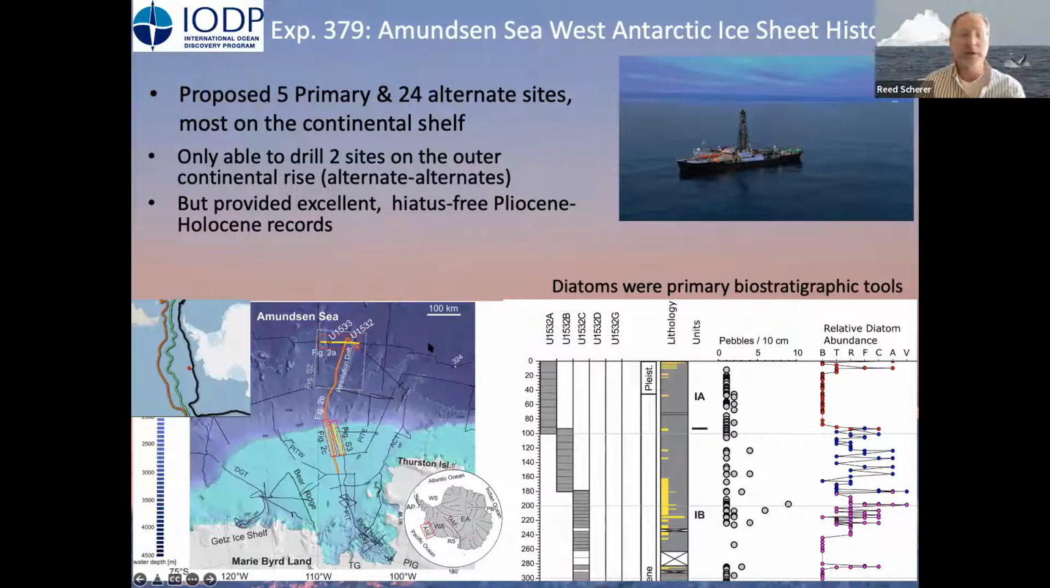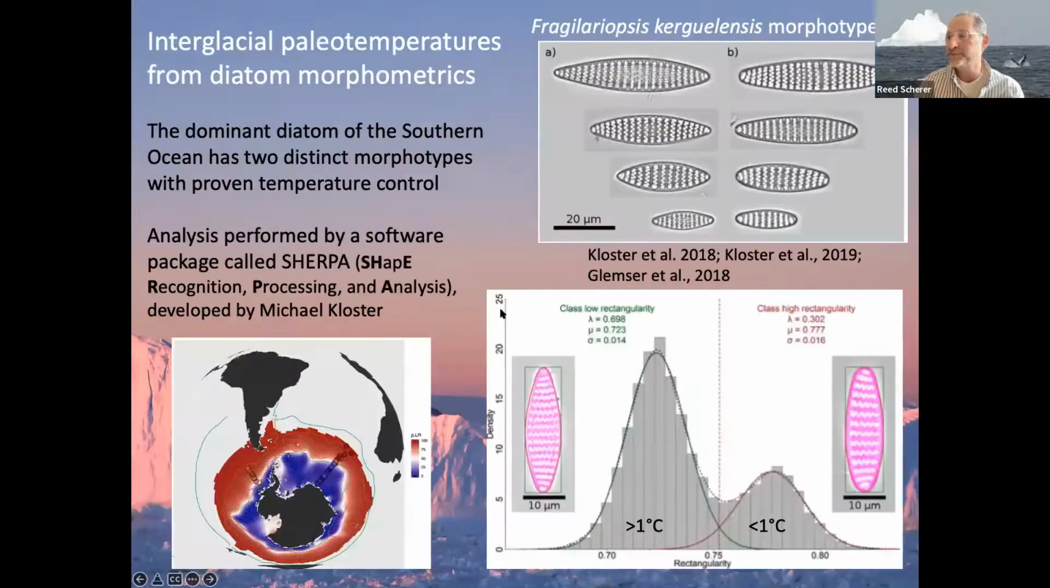Nevertheless, we got some really great results from these two sites. Here, of course, we had varying abundance of diatoms and varying abundance of ice rafted debris. So I'm going to cite two examples that my students have done recently from this site. One of the things we try to do is get a paleotemperature record.